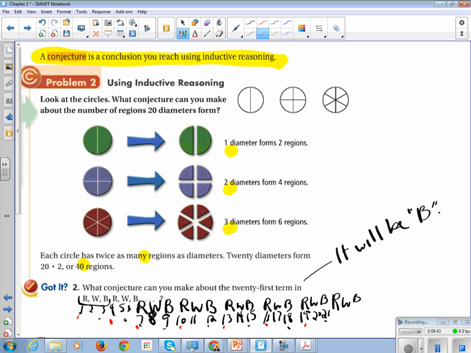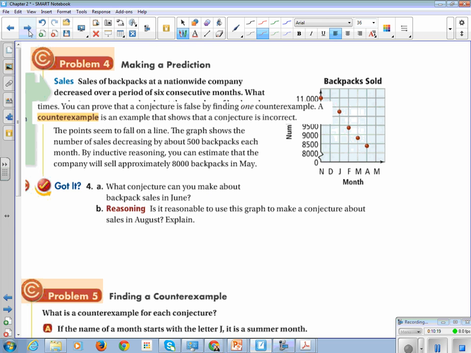And then if we look at the next item, the 21st term, so 21 is a multiple of 3. So our conjecture is going to be the 21st term of the sequence is B. So we conjecture that the 21st term in the sequence is going to be B. All right.